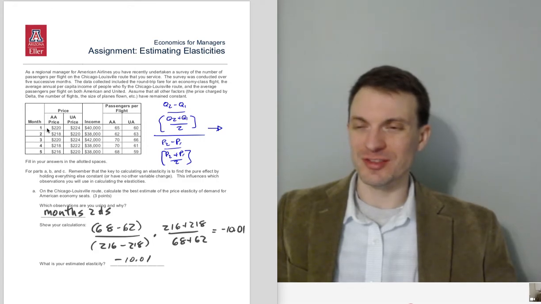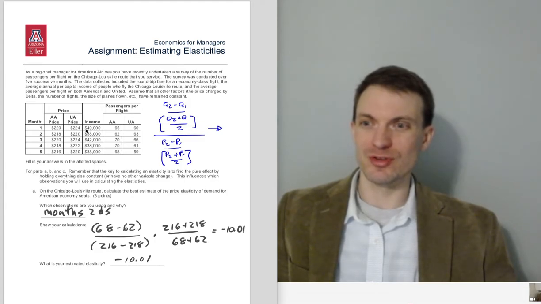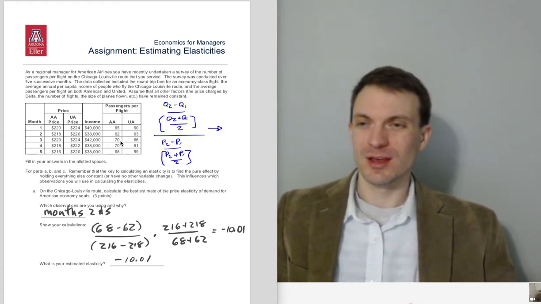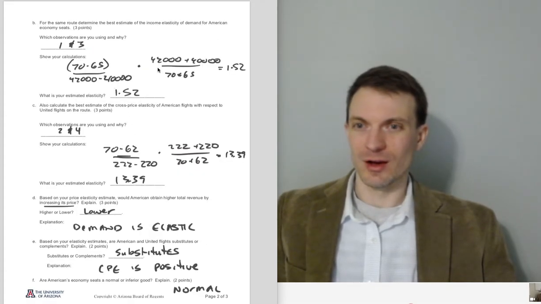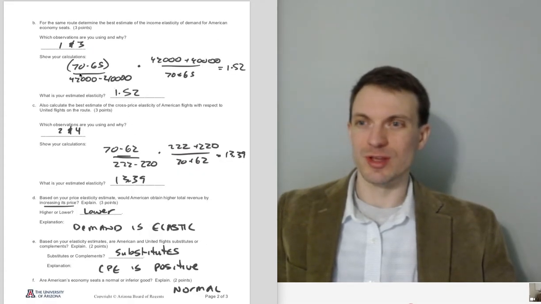So month 1 has the initial income of 40,000, subsequent income is 42. So our denominator is going to be what? 42 minus 40 divided by 41, because of the average, right? 41. And then our quantity is going to be, our initial quantity was 70, so 65 minus 70 divided by the average. So what? 67.5. Okay, and that's essentially what we're doing here, right?